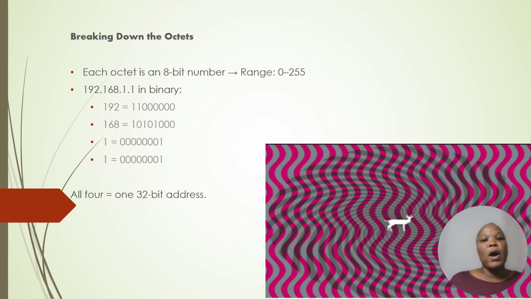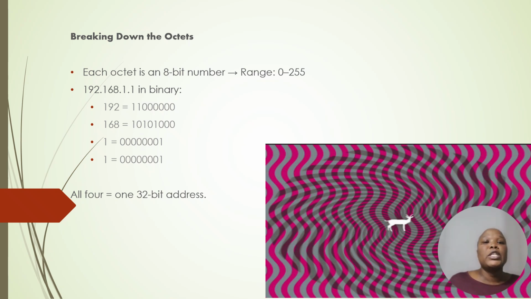IPv4 has 4 parts that are separated by a dot. These parts are called octets or segments. Let's look at this example, 192.168.1.1. So 192 is the first segment, then the second segment is 168, then we have the third segment, and the fourth segment, which is another 1.